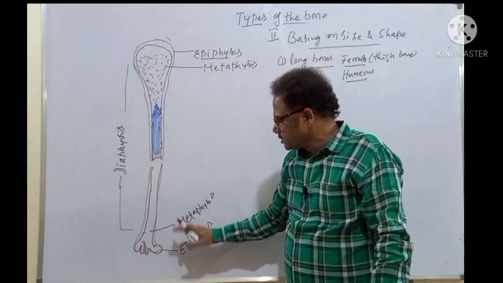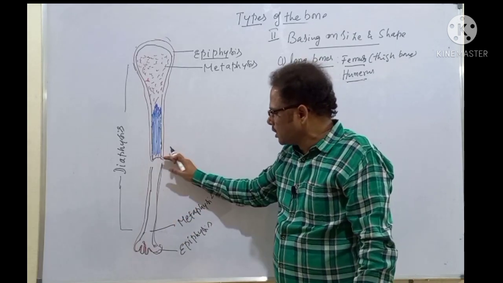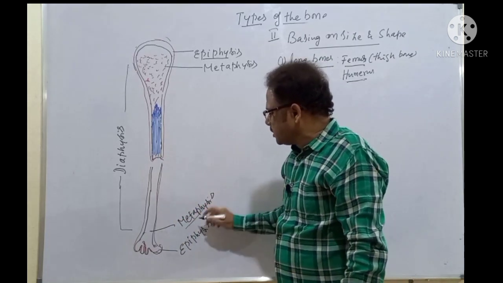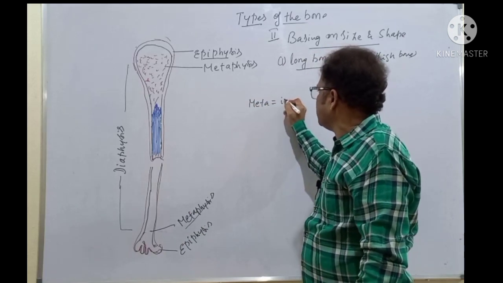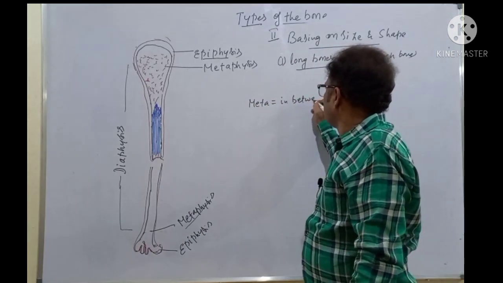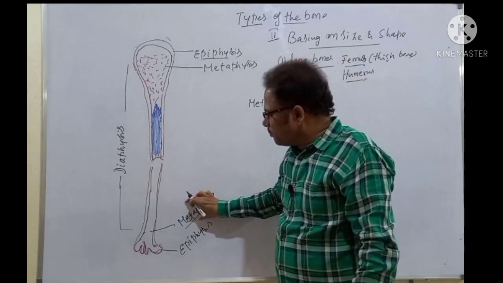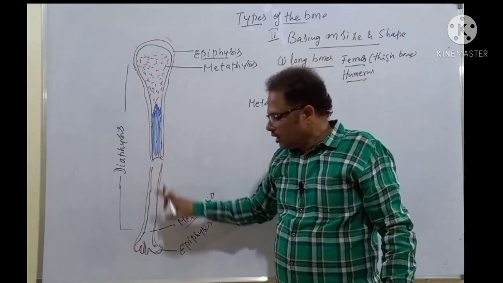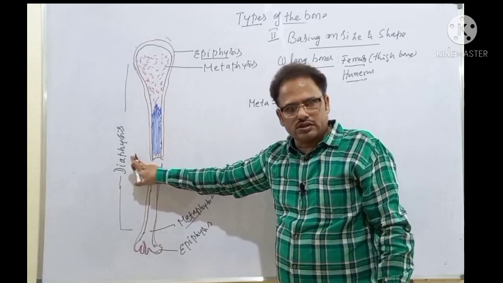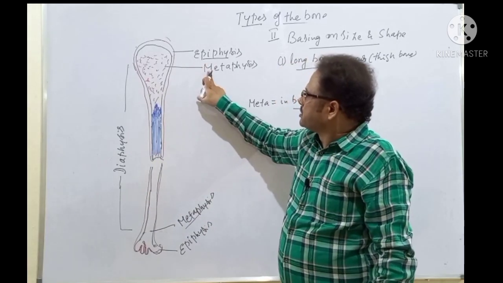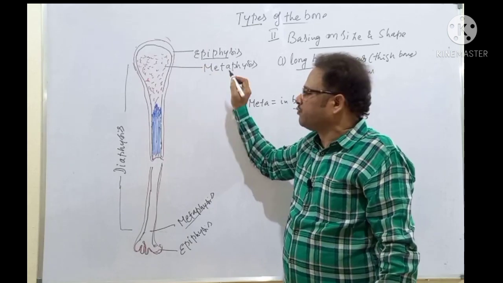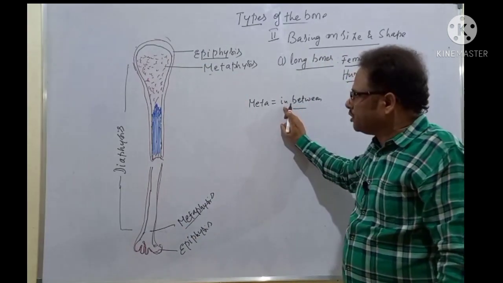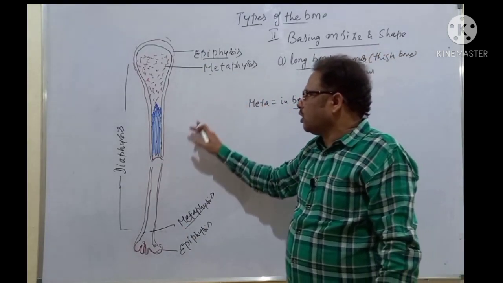Again epiphysis, metaphysis, diaphysis. So why is this called metaphysis? Meta means in between. The metaphysis is present between the epiphysis and diaphysis. So here also the metaphysis is present between the epiphysis and diaphysis. That's why it's called a metaphysis. Meta means in between. So this is the structure of the long bone.